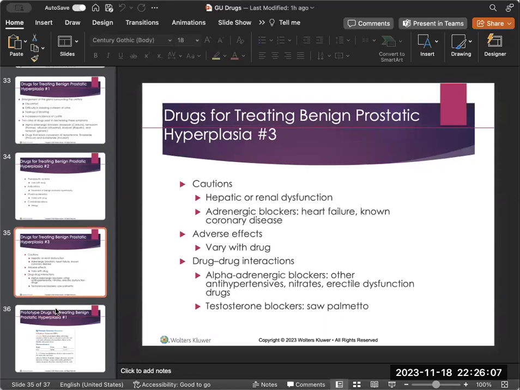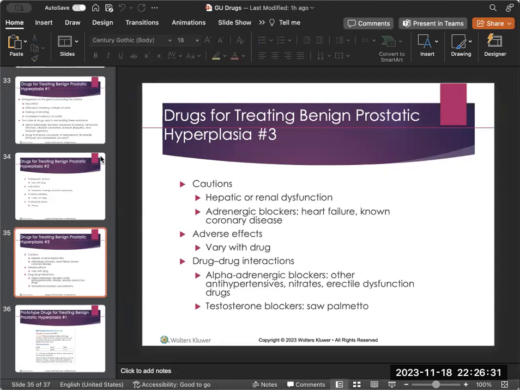Adrenergic blockers, you always have to be careful with heart failure or coronary disease. And remember, they're alpha blockers, so we're blocking the vasoconstriction, which means we're causing vasodilation. So we have to be very, very careful because they can have really bad low blood pressures. Remember, we also have to tell them to change position very slowly. And some of these can even cause erectile dysfunction. So we have to be very careful with that.